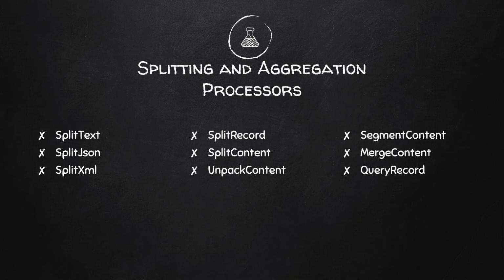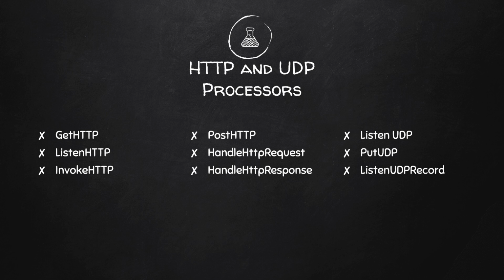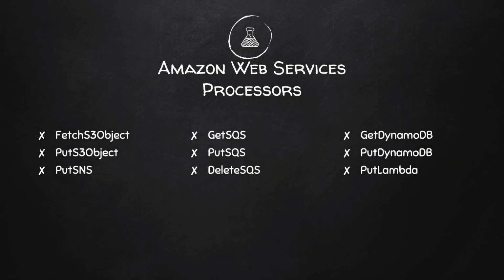The next type of processes is HTTP and UDP processes. NiFi can even ingest data or send data using HTTP and UDP protocol. The next and the final type of processes is Amazon Web Service processes. NiFi comes with a rich set of processes to communicate with your AWS entities as well.